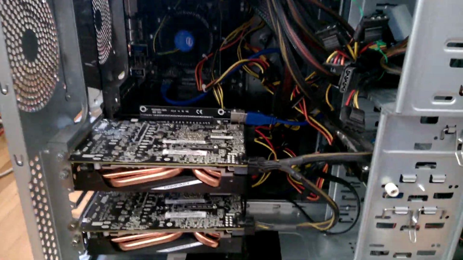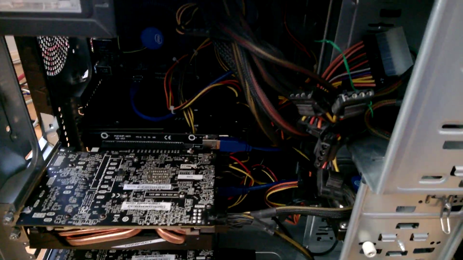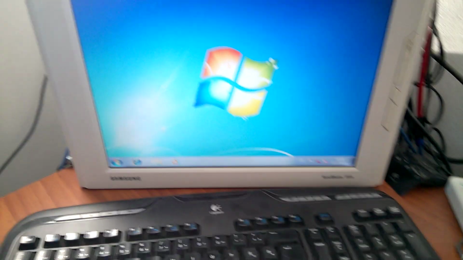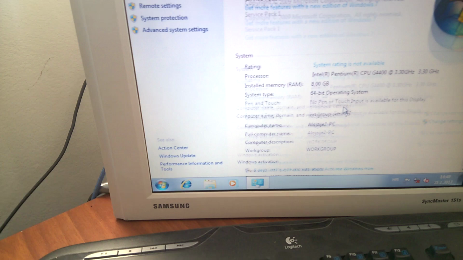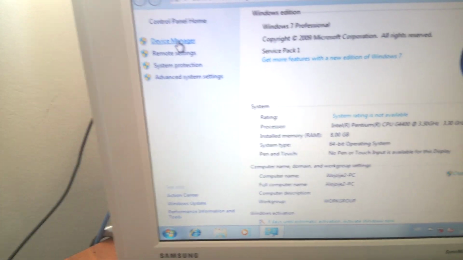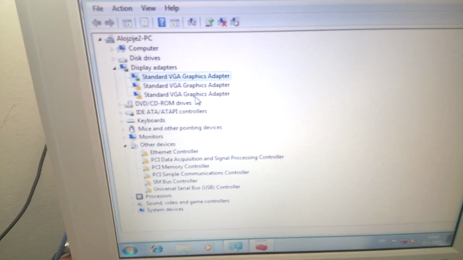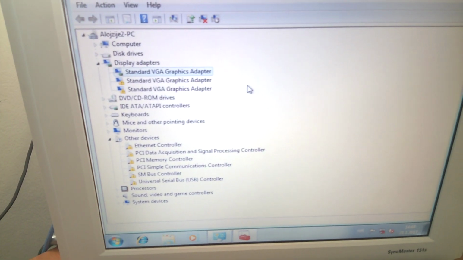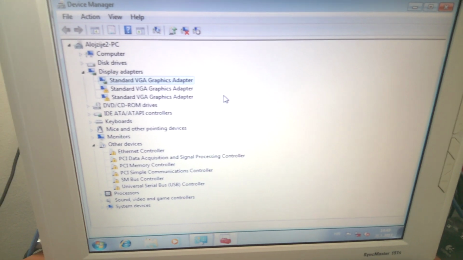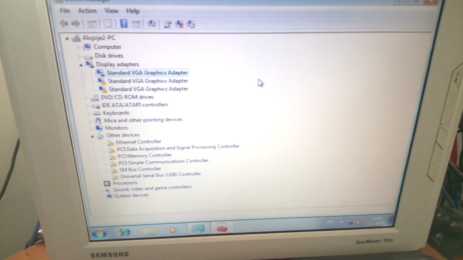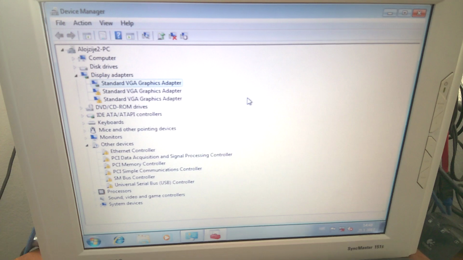So, now I have another problem, which is following. Device manager: only three cards are detected. So it means that maybe there's a problem with either Razer cards or something. So that didn't go as well as planned.